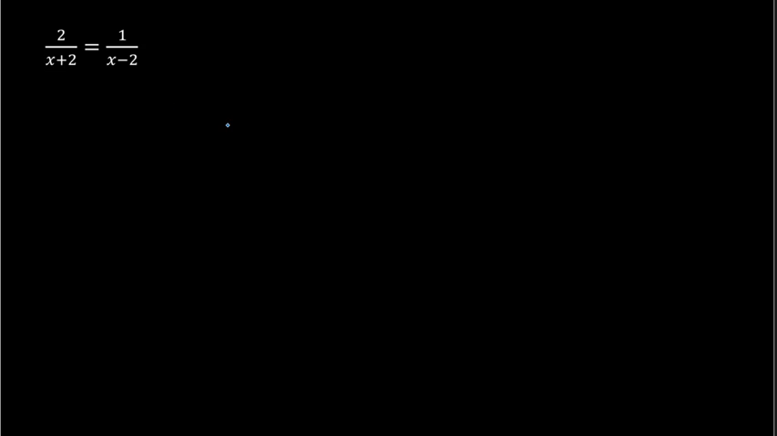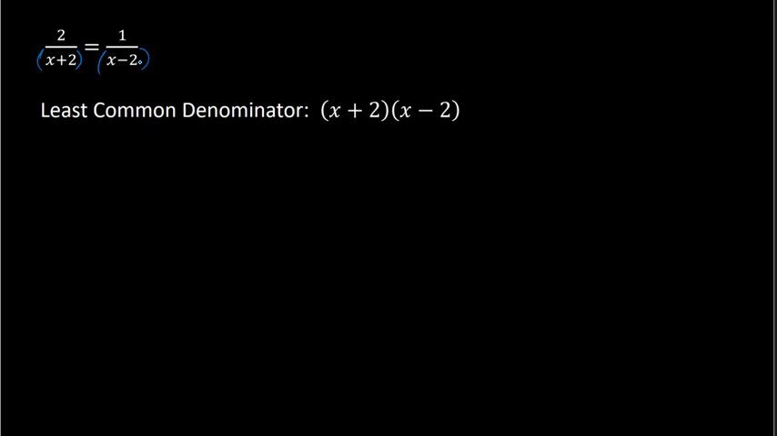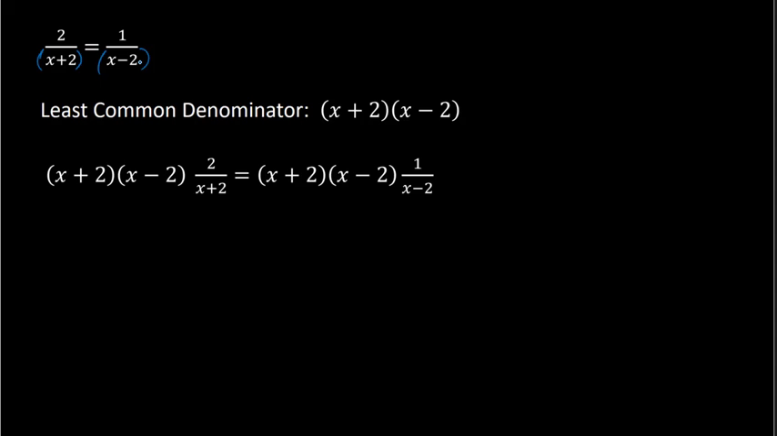So next we have 2 over x plus 2 equals 1 over x minus 2. So x plus 2 is one quantity, or one factor, and x minus 2 is another factor. So we see how many of each of these do we take, and the most we see of them is just 1. So we just take 1 of each, put them together to get x plus 2 times x minus 2 as my least common denominator. So then I take both fractions and multiply by the x plus 2 times x minus 2. And that's what we see here and right here.